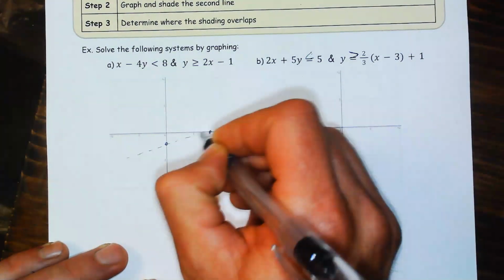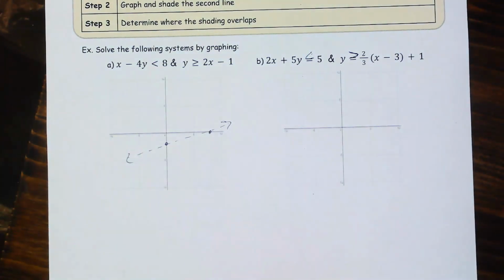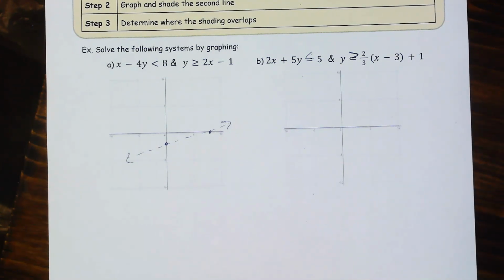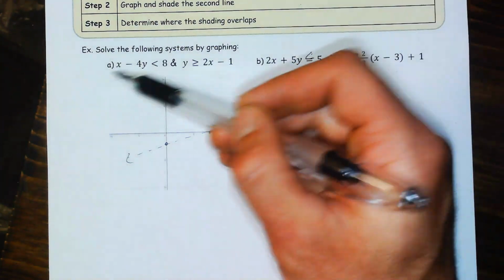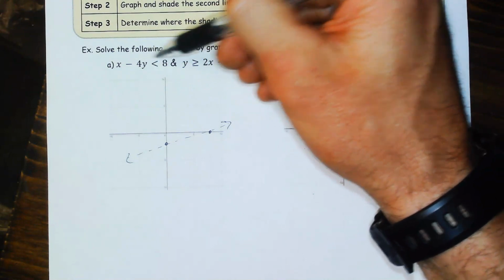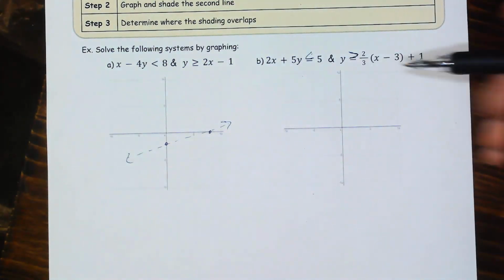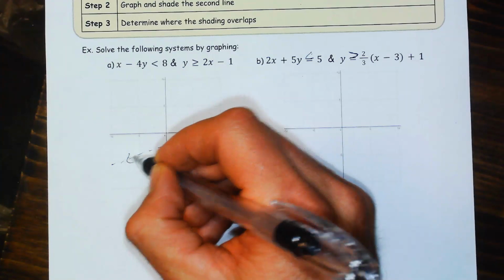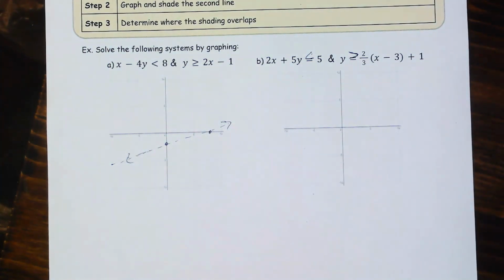Because this is a less than symbol, I'm just going to do a dotted line through there. I could have also solved for y and gotten a slope-intercept form equation as well, but lots of different ways. This one, I'm going to use the point 0, 0. So if I plug in the point 0, 0, is 0 less than 8? Yes, that is true. That means the side with the point 0, 0 is the side that's true, so I'm going to shade on that side for this line. This is called a half plane, by the way.